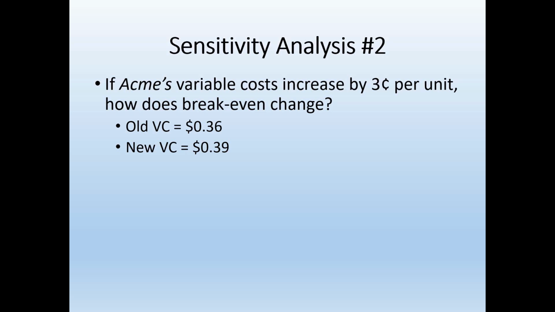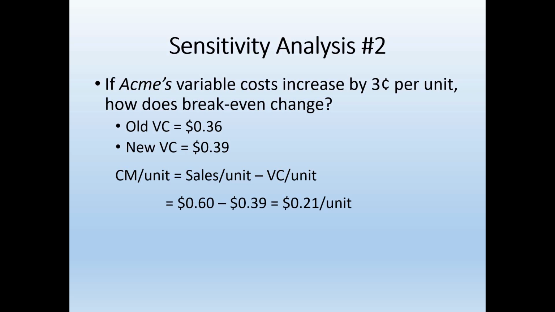How does that affect contribution margin? The formula for contribution margin per unit hasn't changed. It's still sales revenue per unit minus variable cost per unit. The sales revenue hasn't changed, but the variable cost has. So now the contribution margin per unit is 60 cents sales revenue minus 39 cents variable cost. That gives us 21 cents of contribution margin.